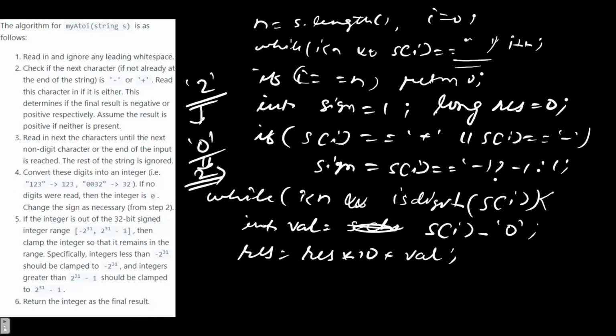Now the fifth case, let's look at it. If the integer is out of the 32-bit integer range, that is the maximum and minimum value, then we have to clamp the integer so that it remains in the range.